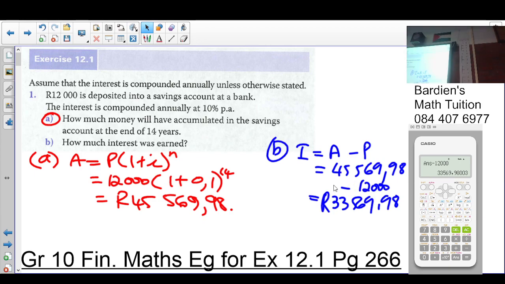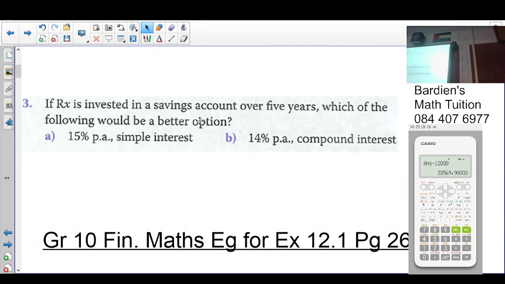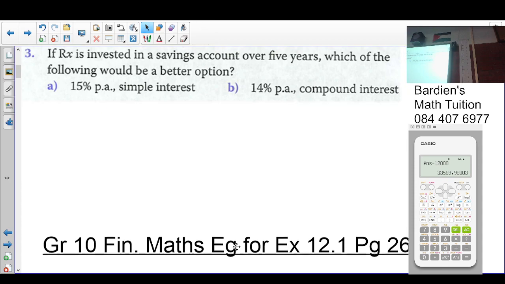Well, for the interest, we'll give you the full mark. We are nice people, man. We just want to give you marks. It's just that you guys don't want the marks.